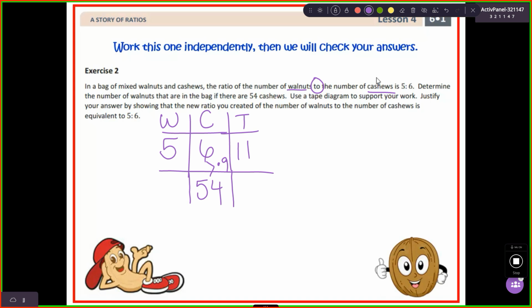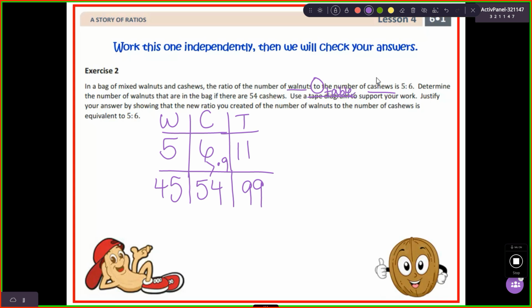Okay? And if I multiply 9 to that column, then I have to do it to my other columns. And 5 times 9 is 45. And 11 times 9 would be, I filled in everything. So I'm prepared for what kind of question they're going to ask. Well, here it says use a tape diagram. Well, guess what? We ain't using a tape diagram. We used a table to support your work.